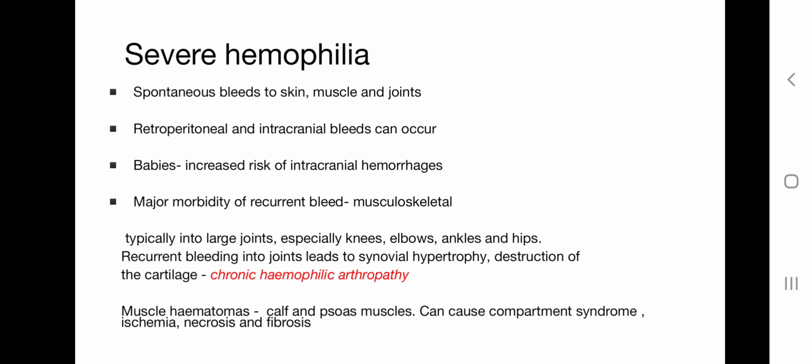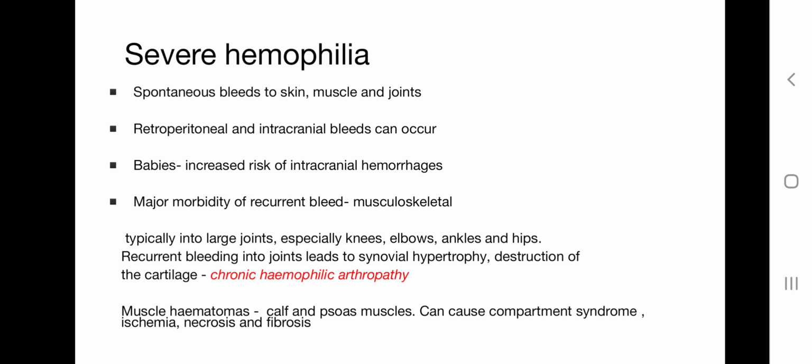In severe hemophilia, spontaneous bleeds can occur into the skin, muscle, and joints. There can be retroperitoneal and intracranial bleeds. And babies born with factor 8 deficiency are at increased risk of intracranial hemorrhage as compared to normal babies. A majority of the recurrent bleeds are into the musculoskeletal system, as we had already discussed.